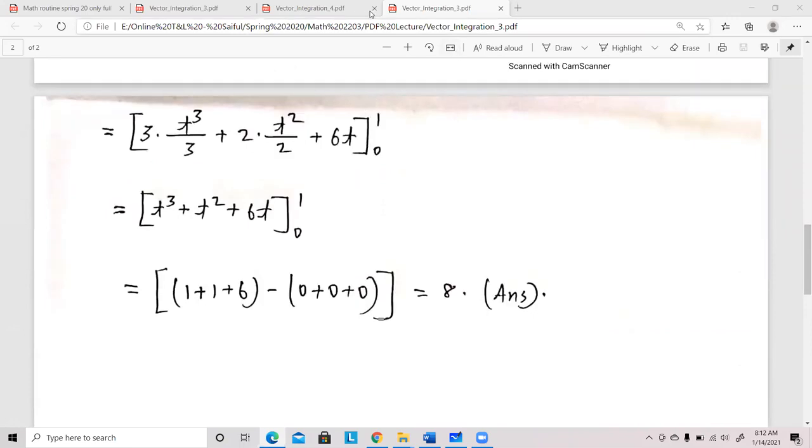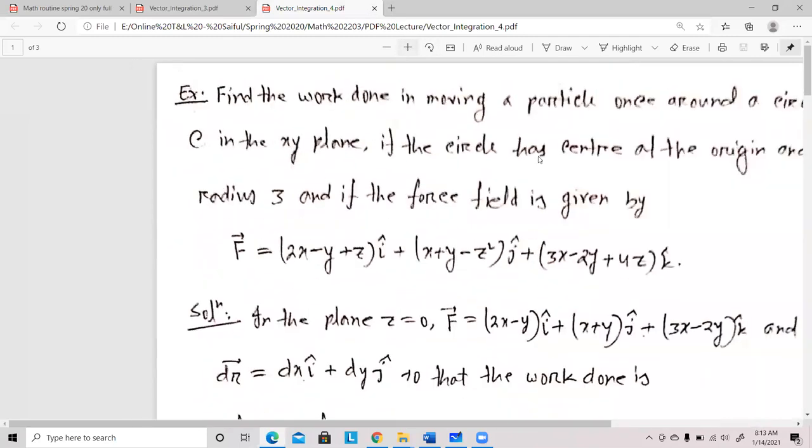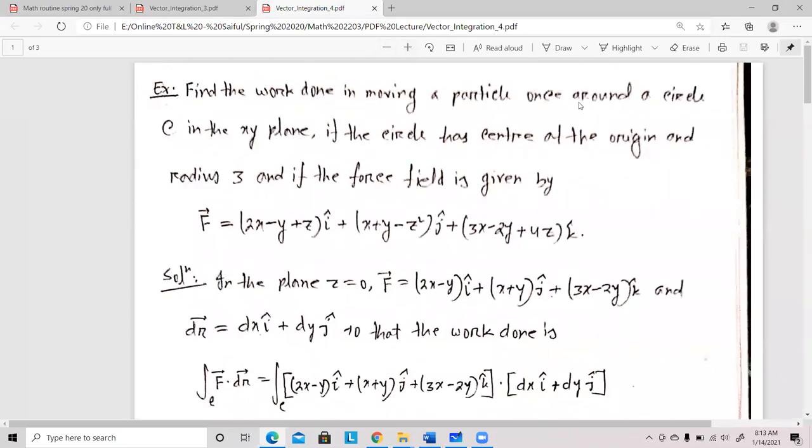Now we go for another problem. Find the work done in moving a particle once around a circle C in the xy plane if the circle has center at the origin and radius 3, and if the force field is given by this.